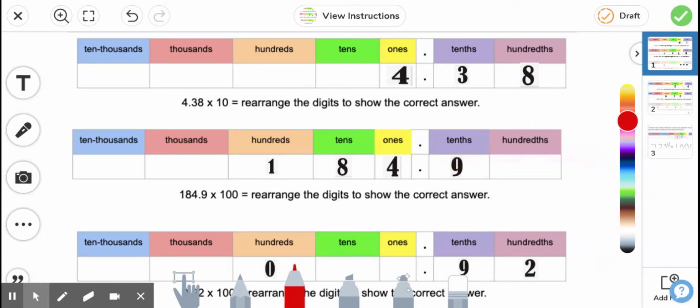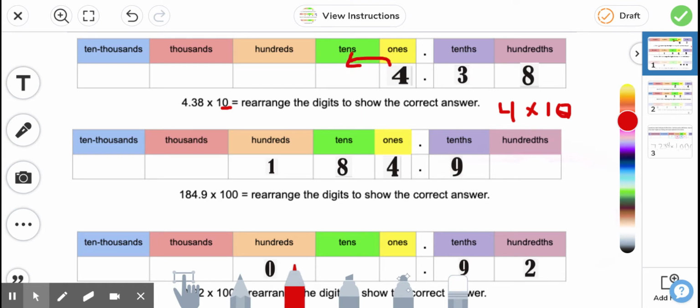So for our first problem, 4 and 38 hundredths times 10, we're multiplying it by a power of 10. In this case, it just has 1 zero. So imagine 4 times 10. If we had 4 times 10, we would end up with a product of 40, which means this 4 goes from the ones place to the tens place. So that's what's going to happen: this 4 is going to move over to the tens place.